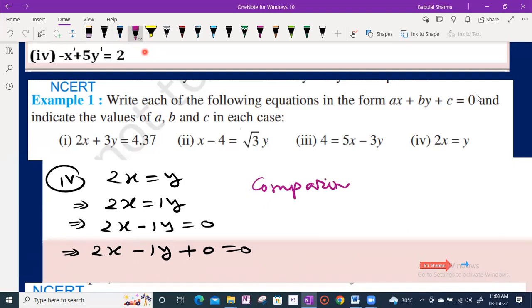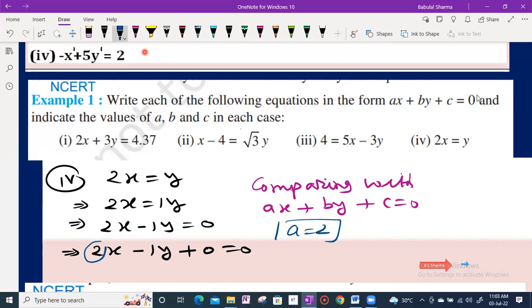this with the standard form, that is ax plus by plus c is equal to 0. What is a here? The coefficient of x is a. So here the coefficient of x is 2. So a is 2. What is coefficient of y? Coefficient of y is b. So here coefficient of y is minus 1. So b is equal to minus 1.